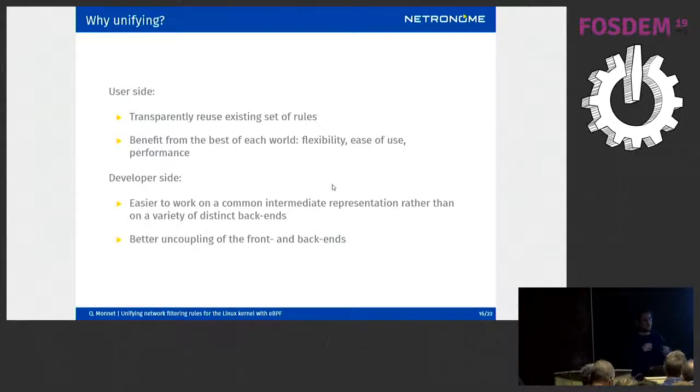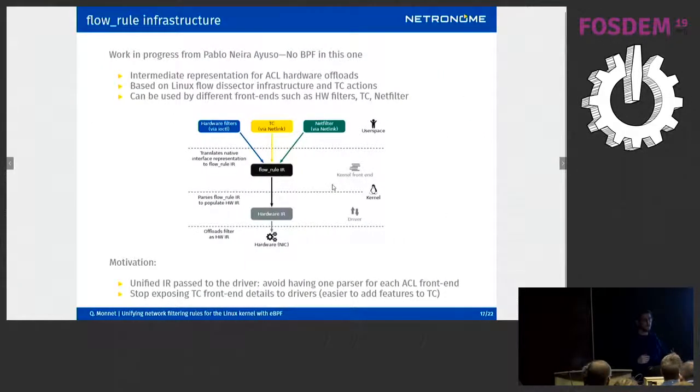And on the developer side, it's also interesting because adding some intermediate representation can hide the details of the different mechanisms that are used to inject rules into the kernel. And so you would just have to send one type of intermediate representation to the backend, to the driver, and you would possibly also have a better uncoupling of the front ends to translate rules and the backends to offload rules. So that's, for example, what's used in this first work.